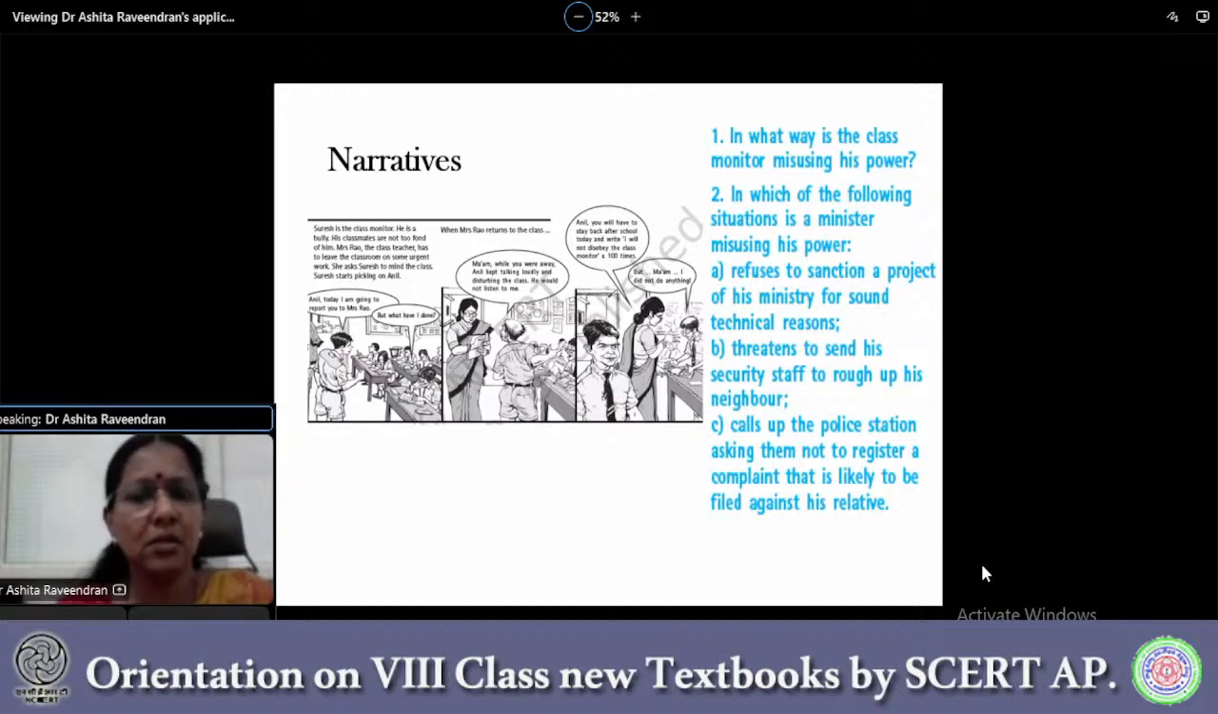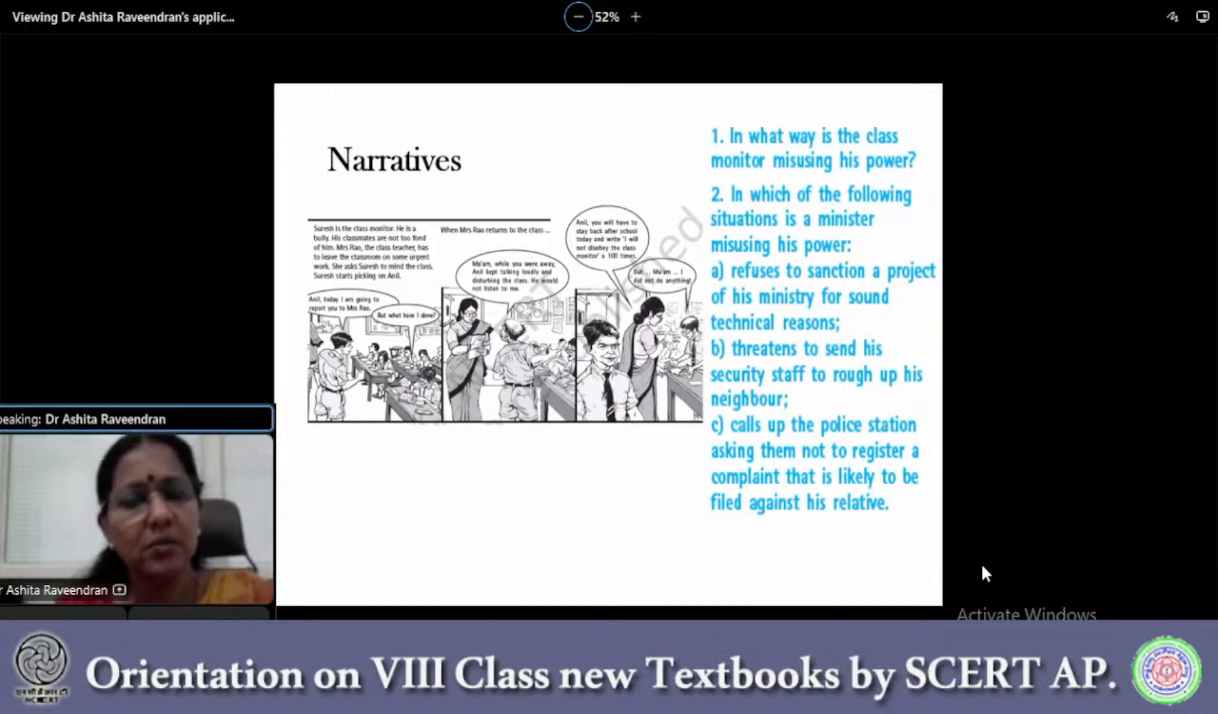Do you think that there is a misuse of power? No, there he is refusing because there are certain technical reasons for that. So if you have a valid reason, and if the minister is refusing it, it's not a misuse of his power. He is doing his duty, where he has to look into all the reasons, what are the causes, what are the damages that can happen, what are the benefits that can be derived from this thing. So looking into these things, they will be sanctioning the projects. So there the minister is not misusing the power.